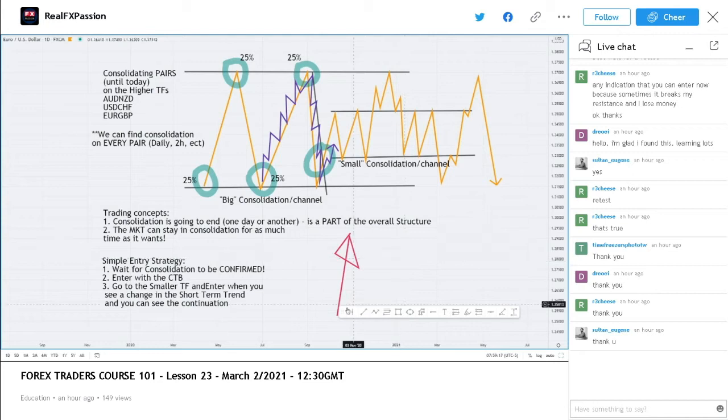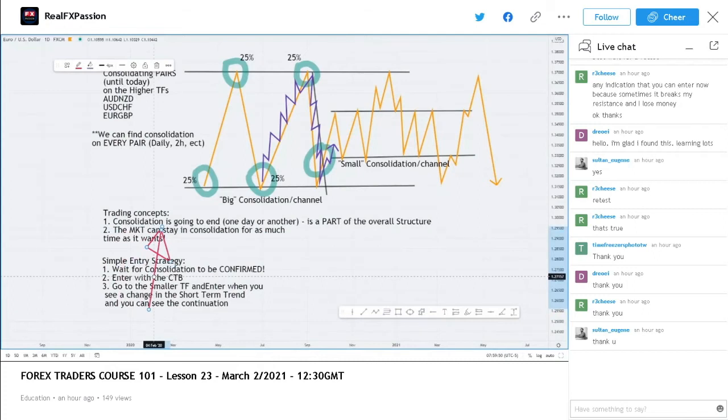Okay, everybody, so now we're going to check the AUD, NZD, USD, CHF, Euro, GBP, okay? And remember, consolidation is going to end one day or another. On the smaller time frames, it's going to be sooner than later. Now on the big time frames, it's going to take some time because those are part of the overall structure. And number two, the market can stay in a consolidation for as much time as it wants.